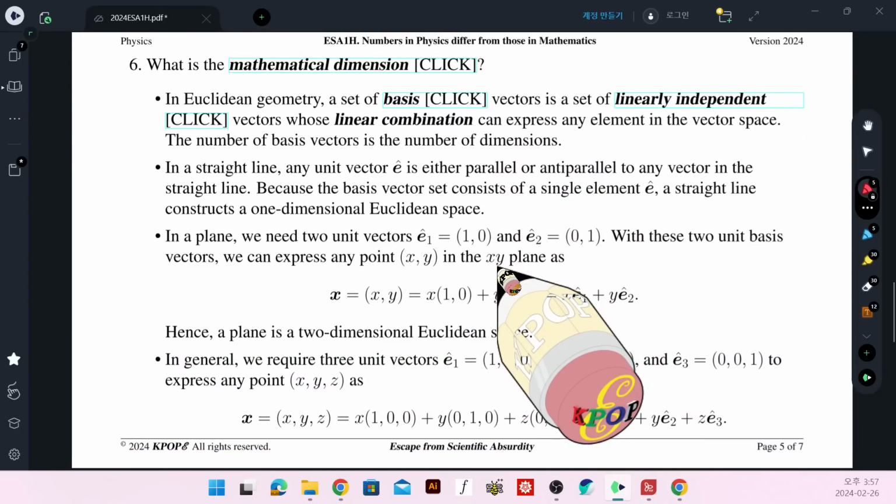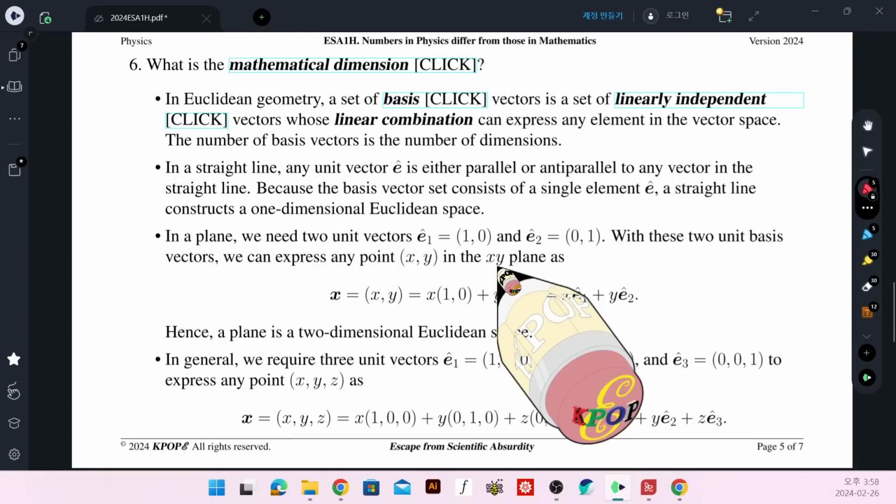What is the mathematical dimension? So you must be familiar with dimensions from middle school to high school. A point on a straight line represents a point in one-dimensional Euclidean space. Two-dimensional Euclidean space can be constructed on the xy plane. And a point in three dimensions can be expressed in terms of three independent real numbers.